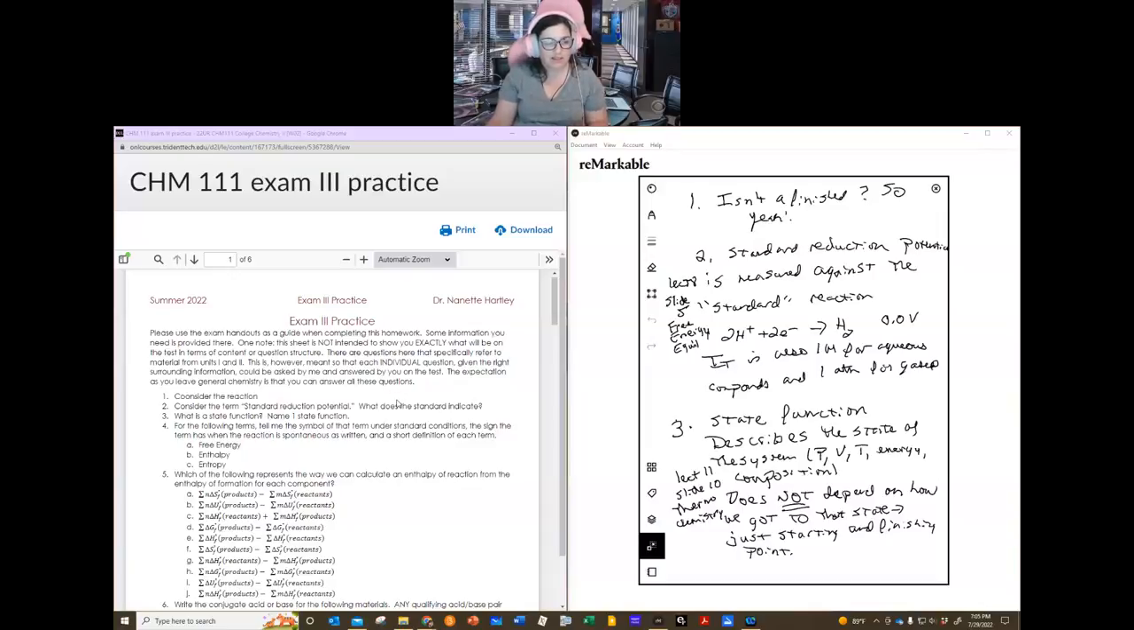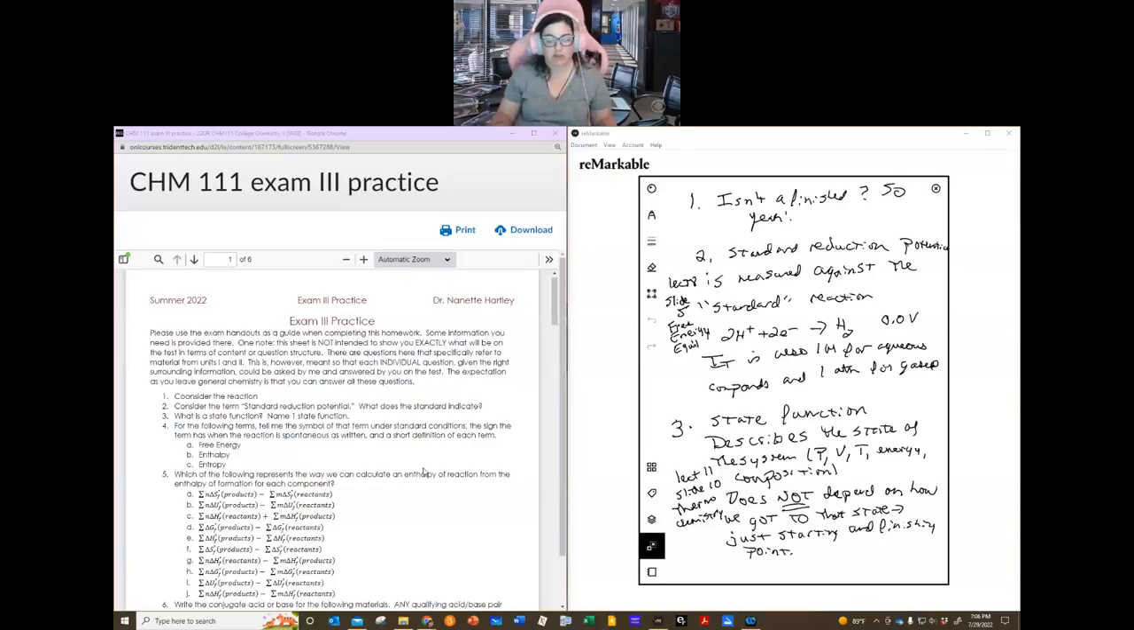Question 1 says, consider the reaction. And it's spelled wrong, and it's not a whole question. So it's not a finished question. So yeah, we're not going to answer that. Sorry about that. 2 says, consider the term standard reduction potential.